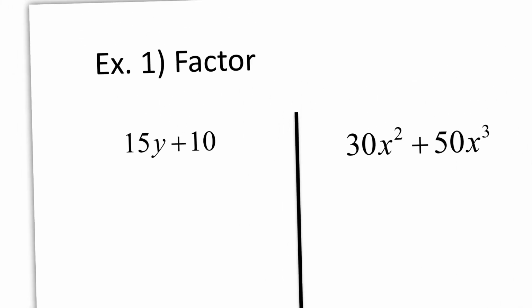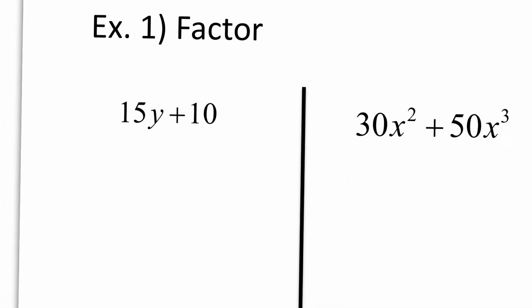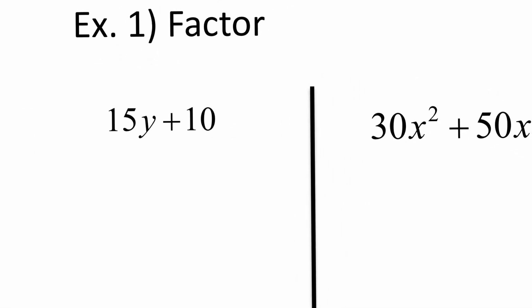So let's look at the first one here, 15y plus 10. So we want to know what multiplies to that binomial. First, we need to find the greatest common factor, GCF. So I'm going to look at the two numbers, and this is how you find the greatest common factor.